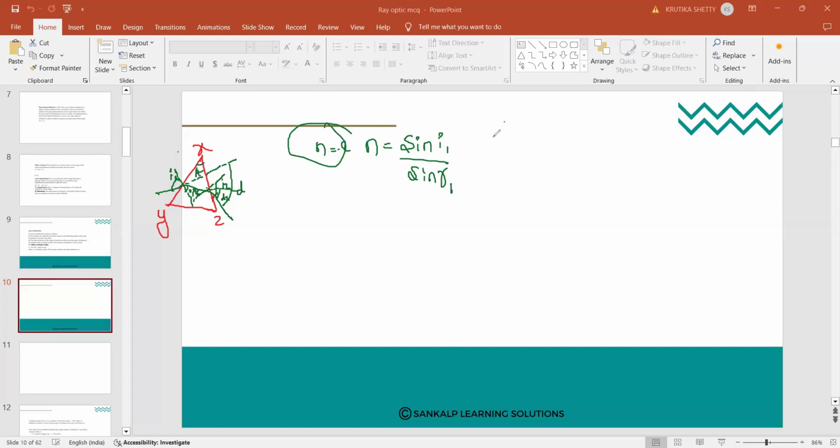So make it as equation 1, because now we are going to substitute equation 1. Equation 1 is according to the second law of refraction, that is n is equal to sine I1 divided by sine R1. Now the total deviation in the figure, the total deviation D, is written as what? It is nothing but D1 plus D2.